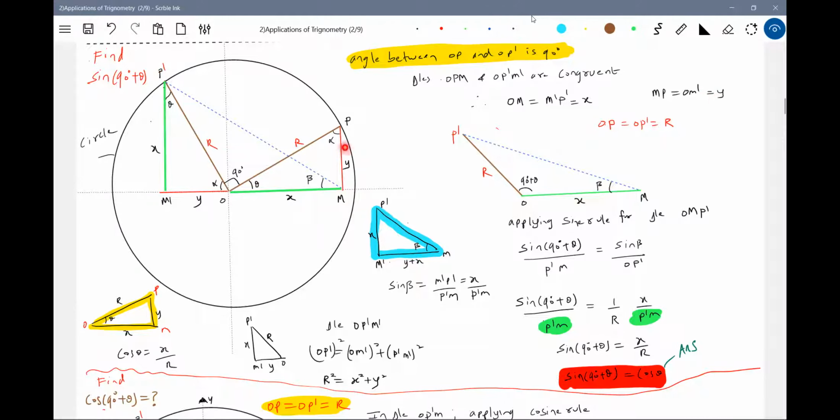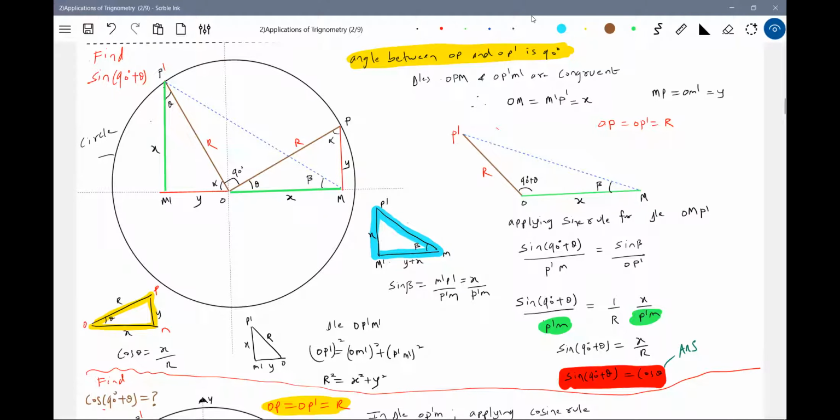This MP, let me call it Y. So then OM dash should be equal to Y. No, we wanted sine of 90 plus theta. How to bring it? I'm going to take this bigger triangle. Look at this one here. In the triangle OMP dash we have here.